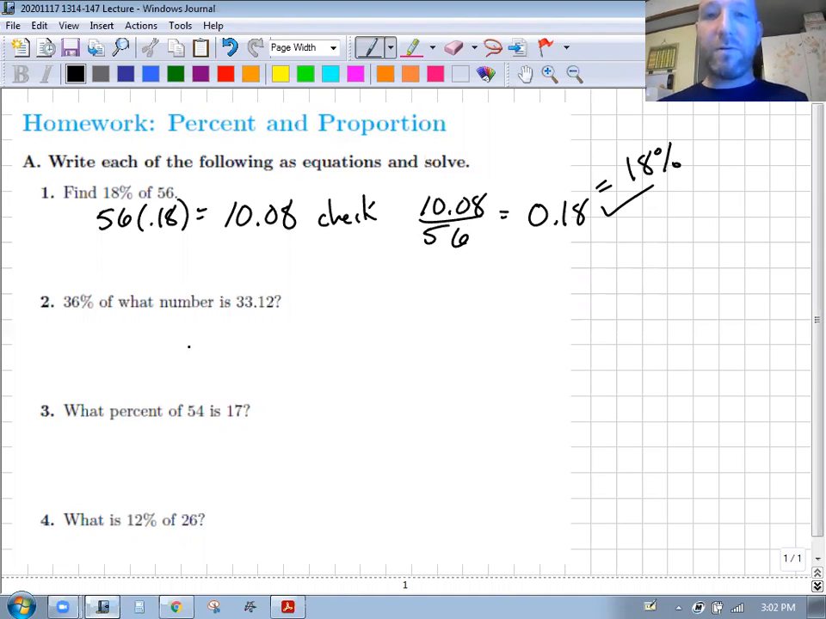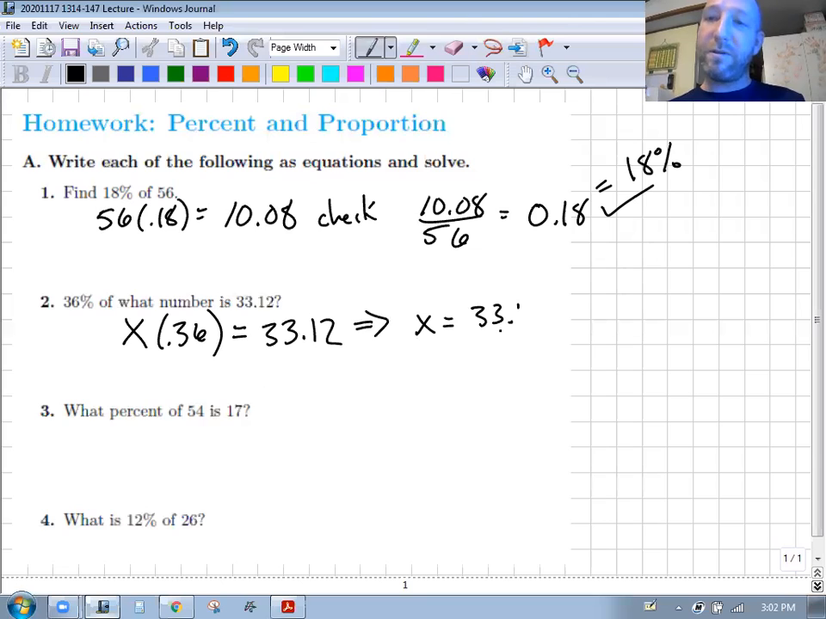All right, number 2, 36% of what number is 33.12? So we have some number, we're taking 36% of it, and we're getting 33.12. All right, so that would mean x is 33.12 over 0.36. Some of y'all might set these problems up differently, whatever makes the most sense to you. All right, this is 92.